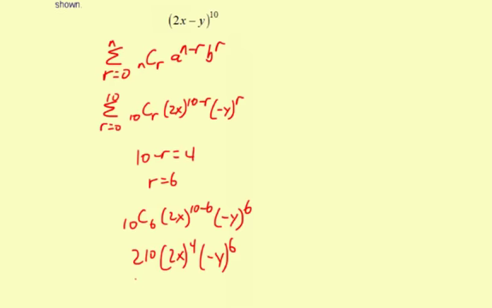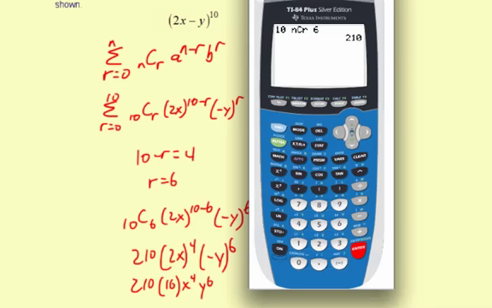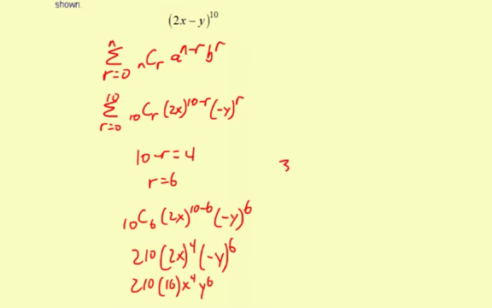Let's distribute this fourth power. 210 times 16, x to the fourth, and then it's going to be y to the positive 6 actually. So we need to do 210 times 16, and that'll be the coefficient for this term. 3360. So 3360 is the coefficient of the term, and here's what the whole term would be.